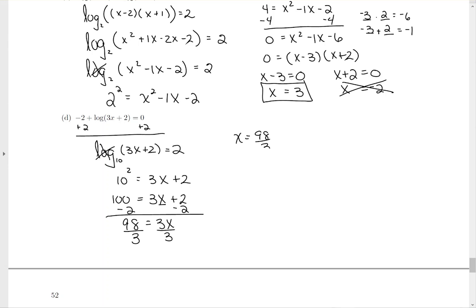98 thirds. When you plug 98 thirds back in here and multiply it by 3, it's going to be a positive number. And a positive number plus 2 is still going to be positive. If you want to fully check it, you can type it into your calculator and look. But as long as the argument's positive, it should be good to go.